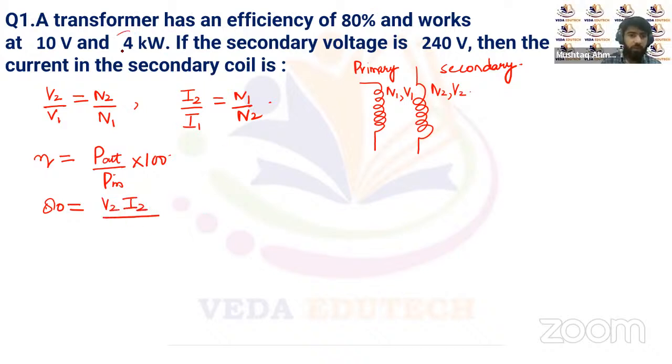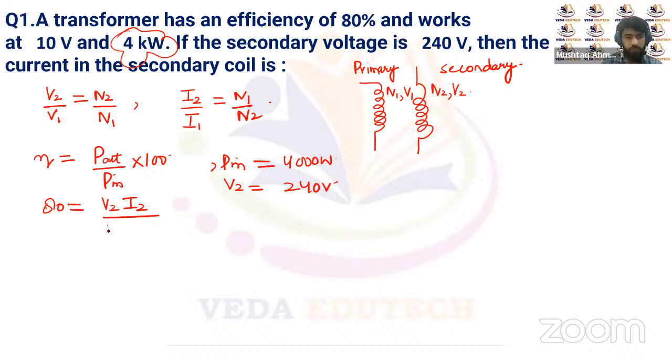Now you can see the maximum input power that the primary source can supply is 4 kilowatts. So P input, given by the primary source, is 4 kilowatt, or we can write it as 4000 watts. If the secondary voltage is 240 volt, it means V2 is given as 240 volts. We have to find the current through the secondary coil.